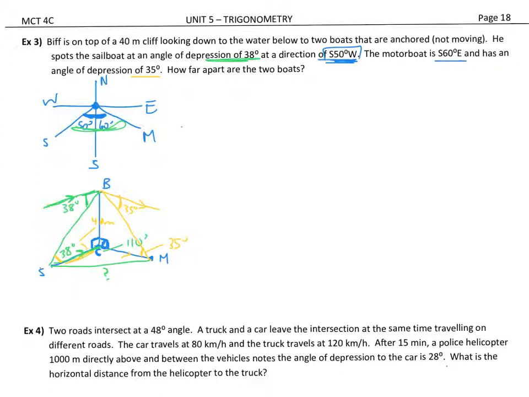I could use triangle BCM, the other right angle triangle on the other side, again with the 40, the 35-degree angle. That would allow me to solve for C to M here. And again, I would use tan because I know my opposite and I'm trying to solve for my adjacent. Okay, once I have those, then I will have two sides in that triangle that's on the surface of the water, and I could use the cosine law.